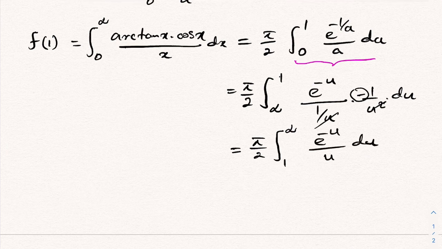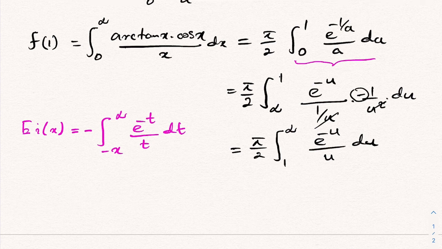Okay, then let's recall the exponential integral function. We know Ei of x, this is a special function on the complex plane. We know this is equal to minus the integral from minus x to infinity of e to the minus t over t dt. So we can write our integral is equal to, now here, minus pi over 2 times Ei of, here we have 1, so minus 1. Okay, this is the answer for this integral.